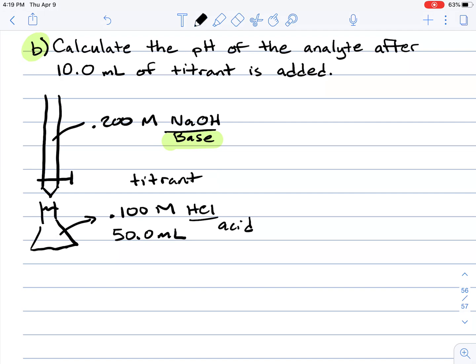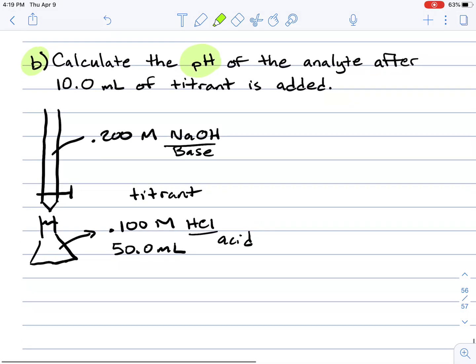All right, so we still have the same scenario. We have 50 milliliters of 0.100 molar hydrochloric acid and 0.200 molar of sodium hydroxide. That's our base. And so let's go ahead and determine the pH of the solution after 10 milliliters of titrant is added. Okay. And so this time we're going to add 10.0 milliliters of sodium hydroxide.